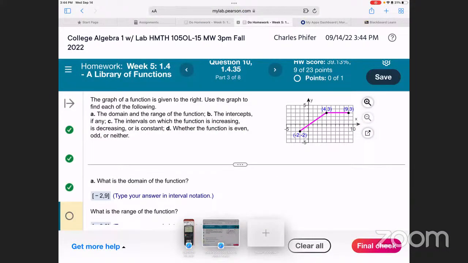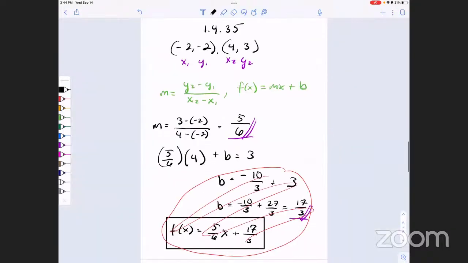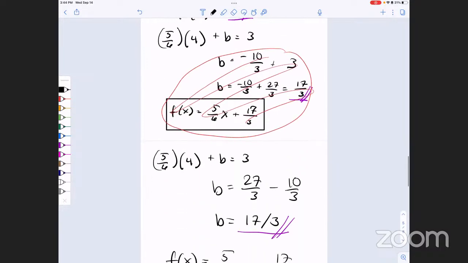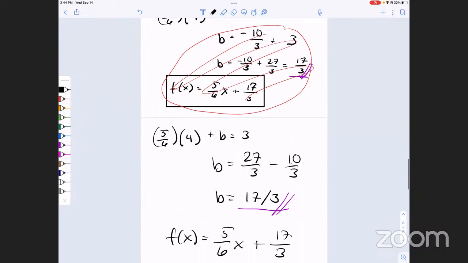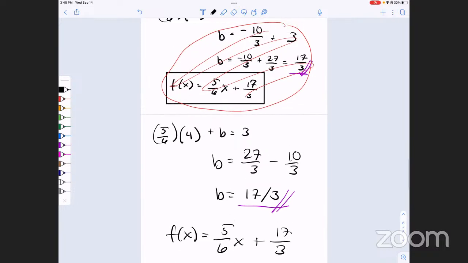Let me check my slope again. That's a 5. That's 6. That's what we had before. So maybe that's not where the error is. Yeah, I did it twice. Let me think for a moment.